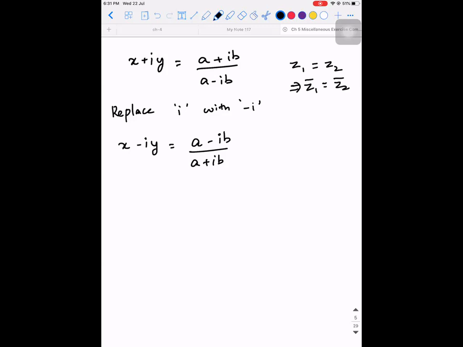You replace i with minus i. You change the sign and write it. Am I right? Yes, sir. So let me call this equation number 1. Let me call this equation number 2. That's what I did. Okay.